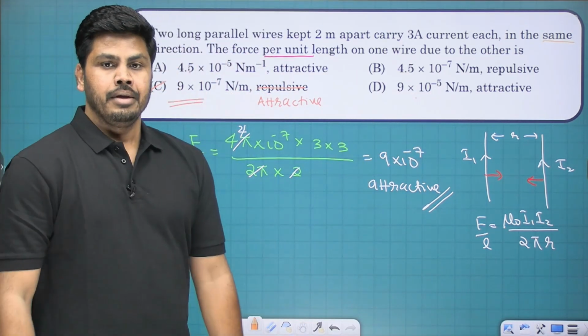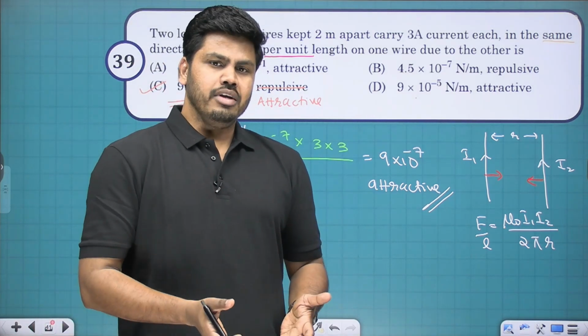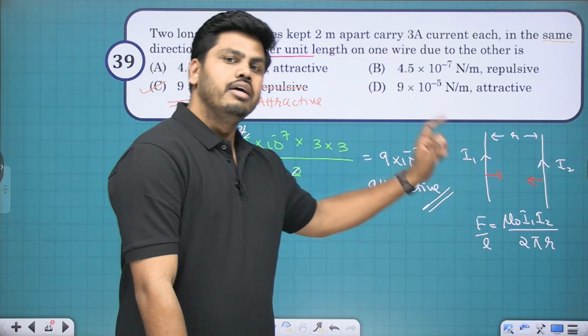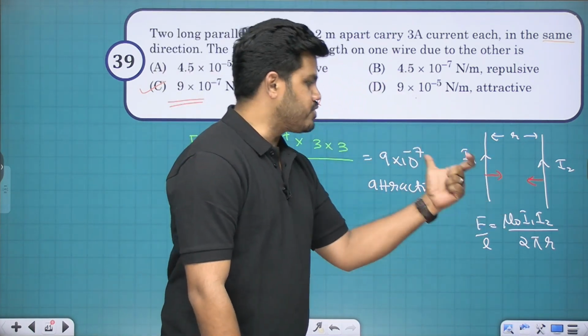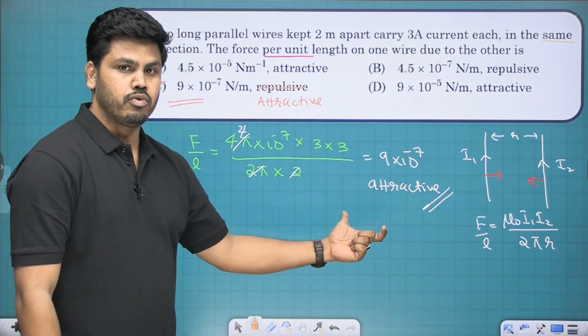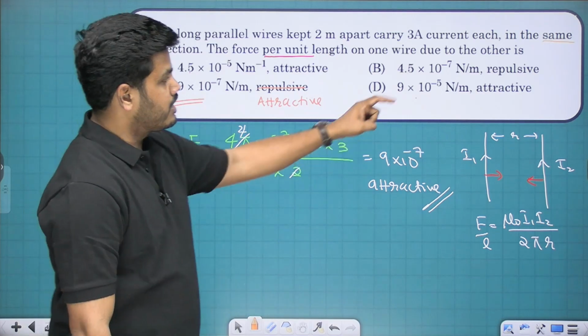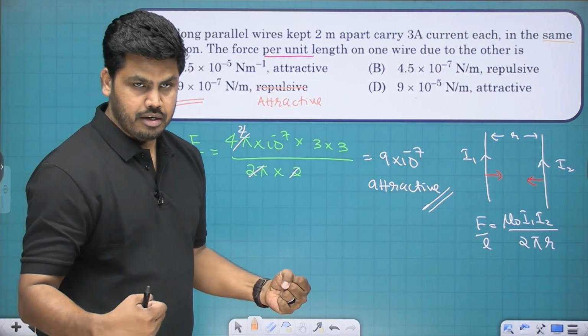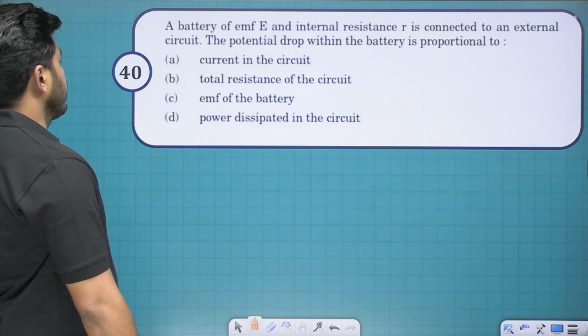Option C. Okay, so it was direct substitution only. We had all the values given in the question. Just substitute and simplify, and you have to identify the nature of the force, attractive or repulsive. Since the currents are in the same direction: same currents attract, opposite currents repel, right? We know. Okay, moving on to the next one.